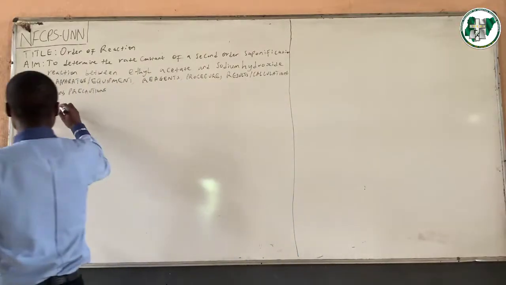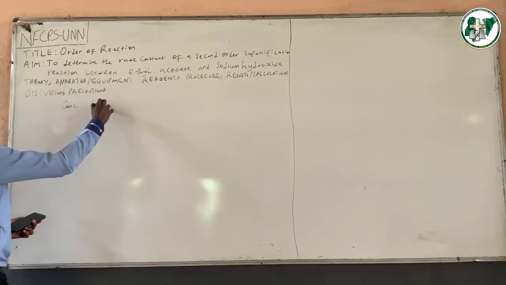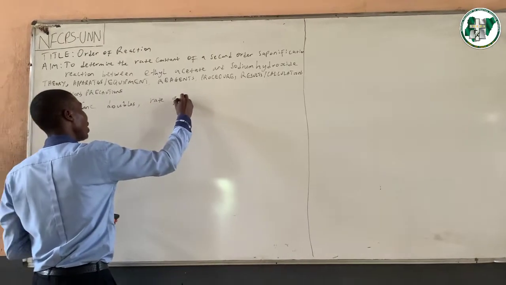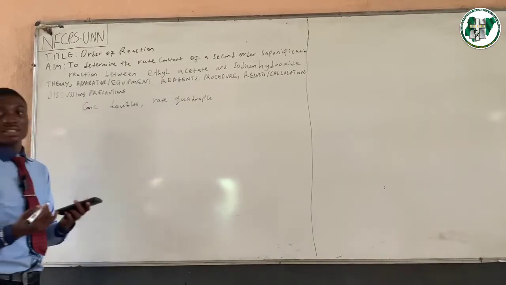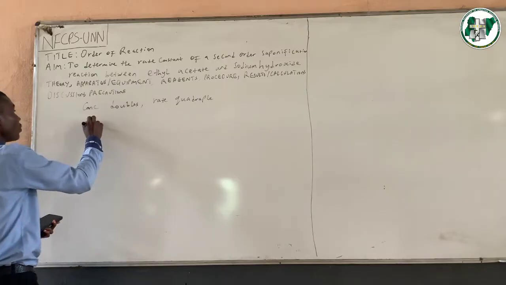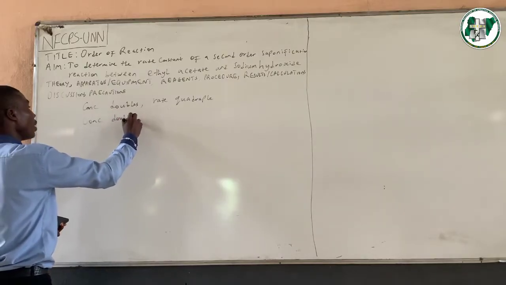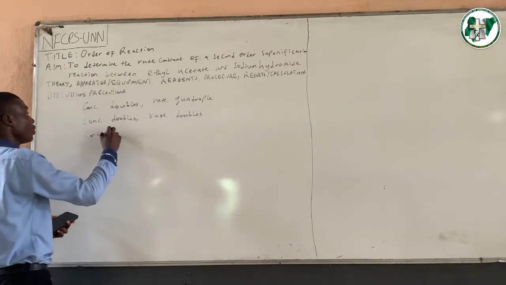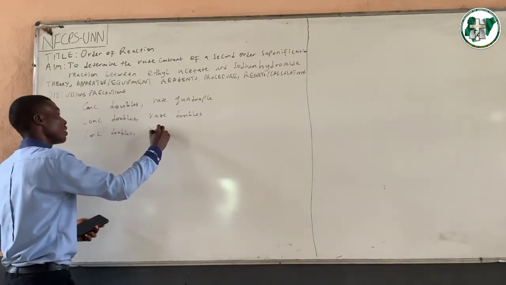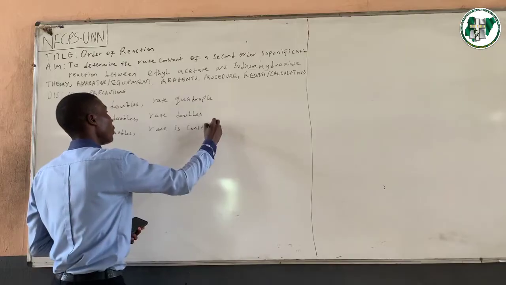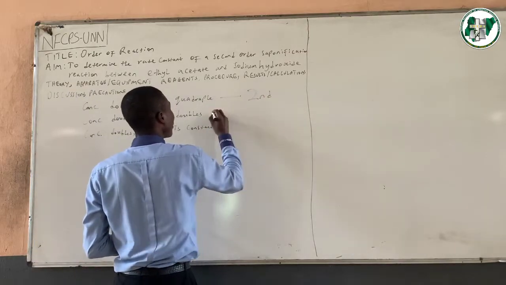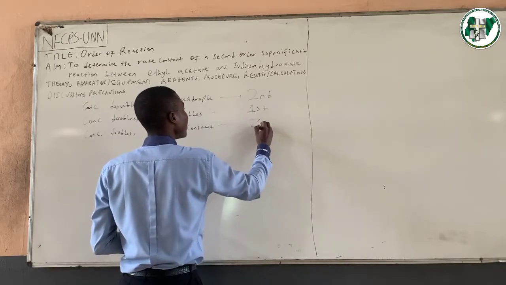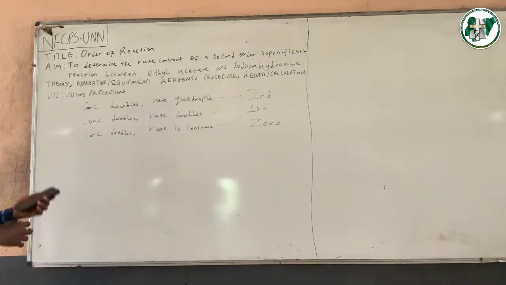For example, if the concentration doubles in second order, then the rate will quadruple. Meanwhile, in first order, if concentration doubles, then the rate doubles too. But in zero order, if concentration doubles, then the rate is constant. So what we have here is second order, first order, and then zero order of reaction. So that is that about order of reaction.